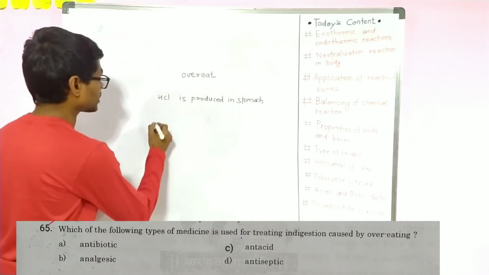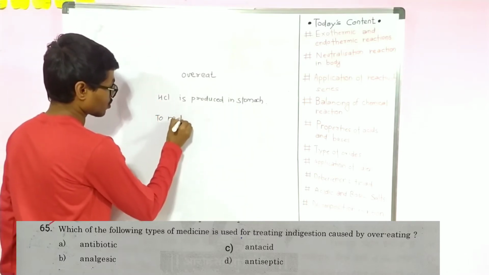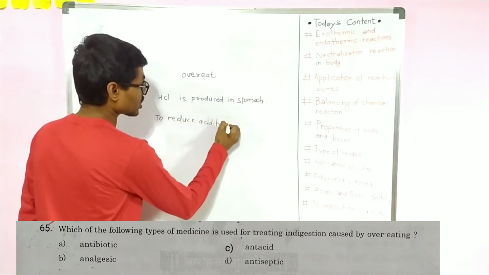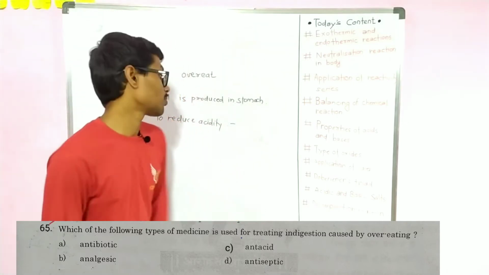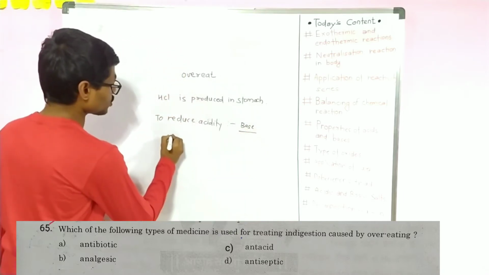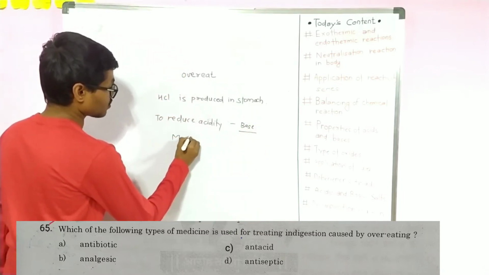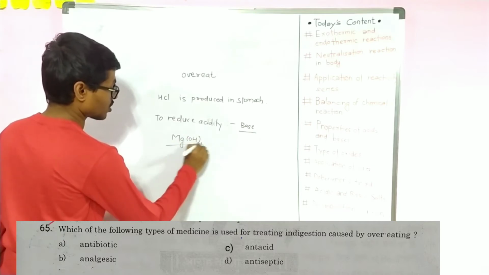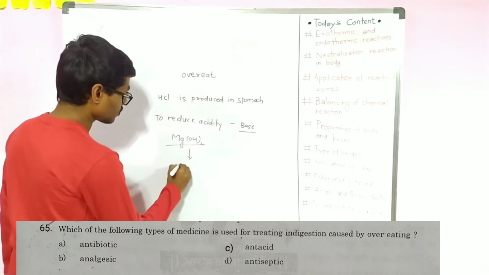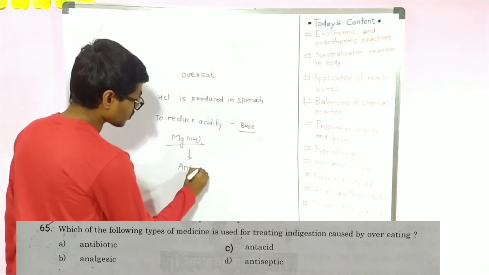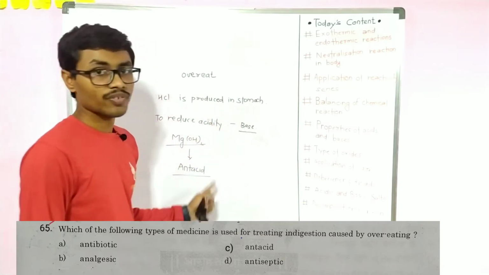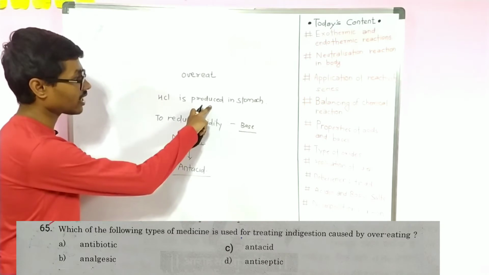Now to reduce acidity, we have to take a basic compound. Generally this base is magnesium hydroxide. Magnesium hydroxide is the base which we take, and it is known as an antacid. Antacid is nothing but anti of acid.